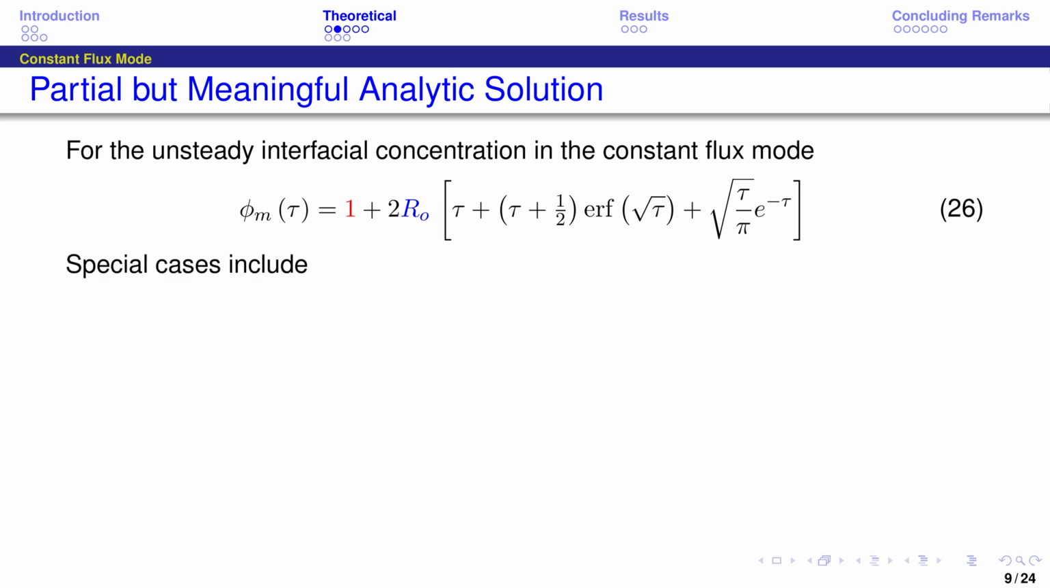Let's double-check the rigor of this analytic solution by considering special cases that we already know about. First, as I indicated above, if the rejection is negligible, the permeate concentration must equal the feed concentration. This is verified in equation 27.